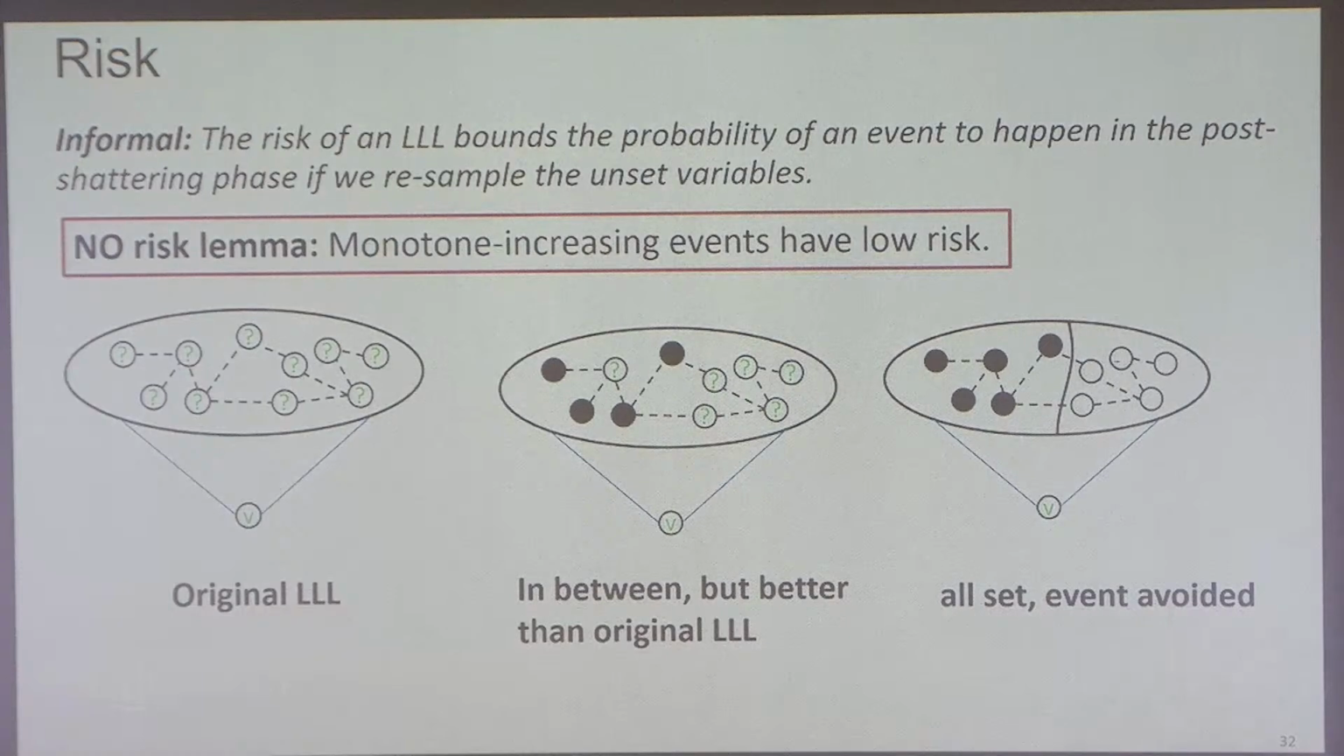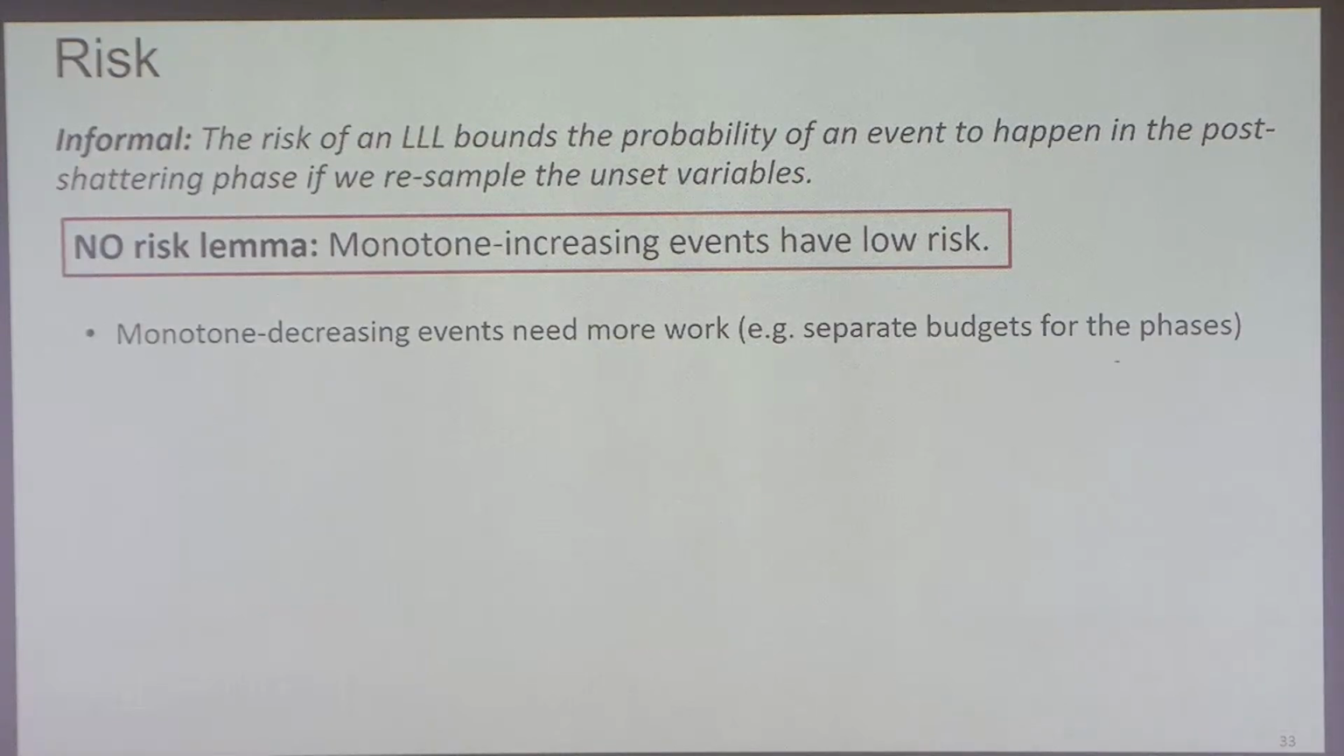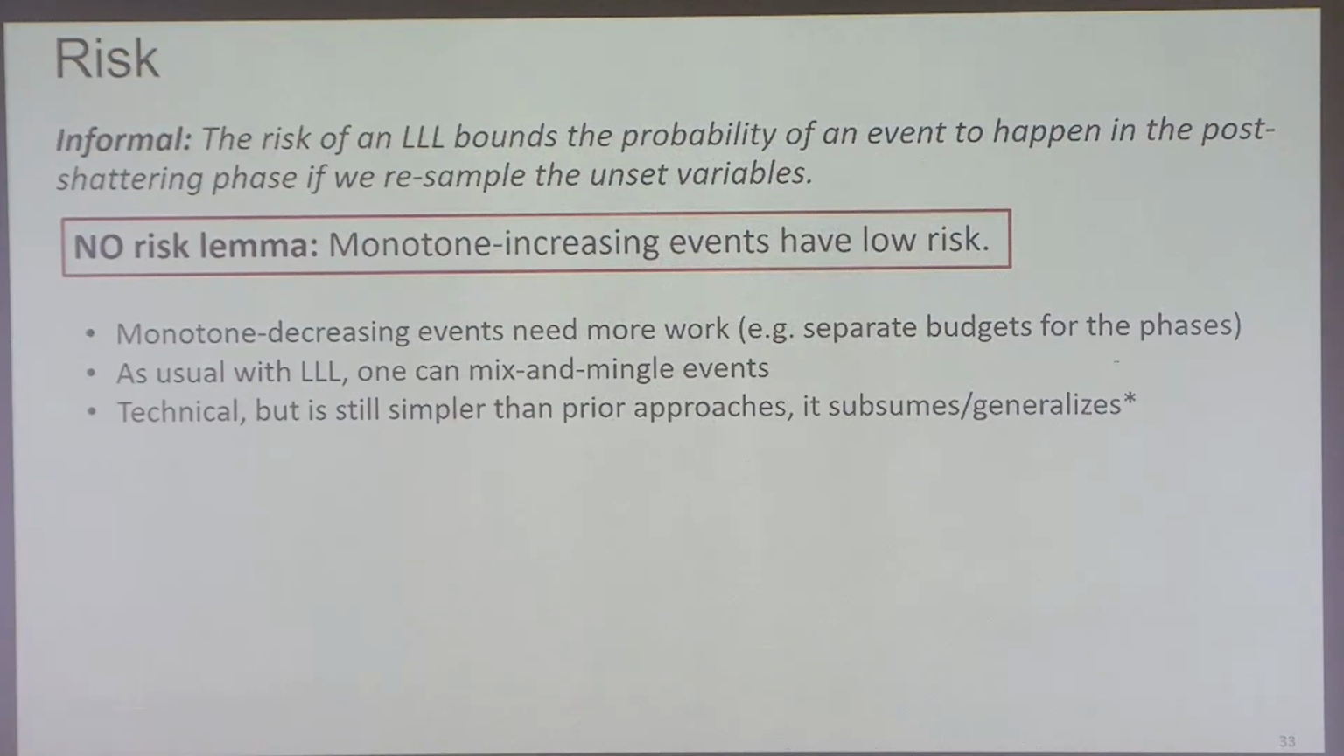Of course, a sampling process which only has monotone increasing events is very boring, because you can just include everyone in the sample and solve it. So one should usually compose it with a monotone decreasing event, and there one needs more work. So for example, for this degree bound, you can just have a separate bound of a degree in the first phase and the second phase, and you're done. And they just add up. Yeah, and as usual with LLLs, one can mix and mingle events. So this is a bit technical, but yeah, in my opinion, it's still simpler than prior approaches to this, and it subsumes and generalizes quite a few of them.